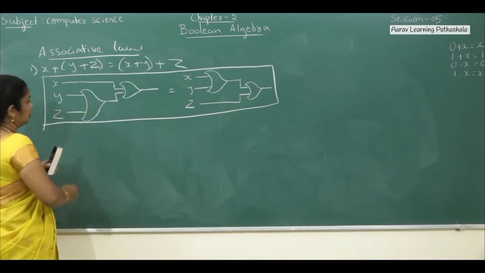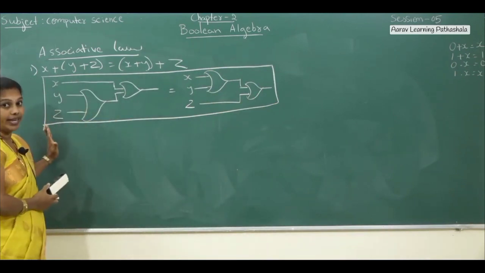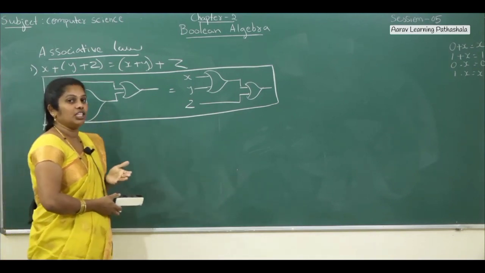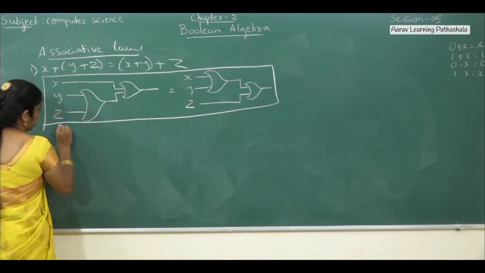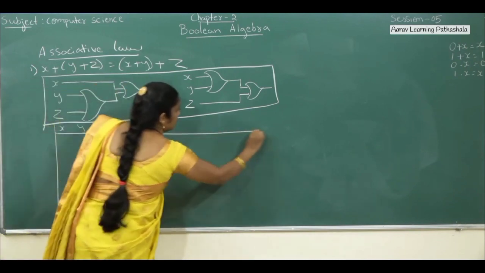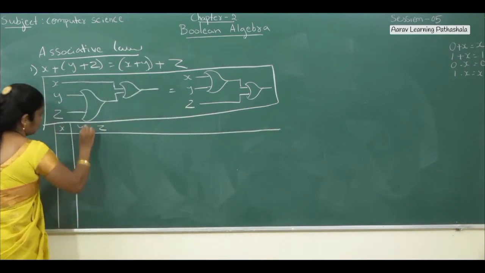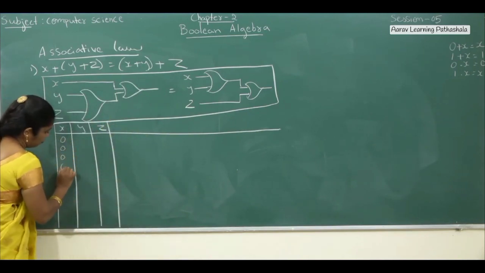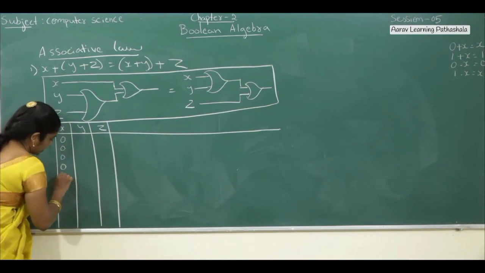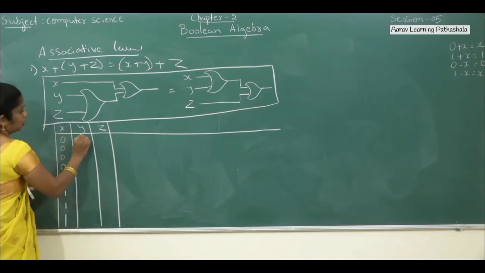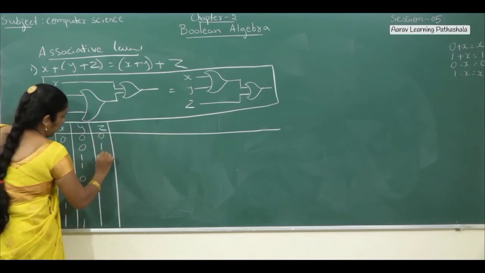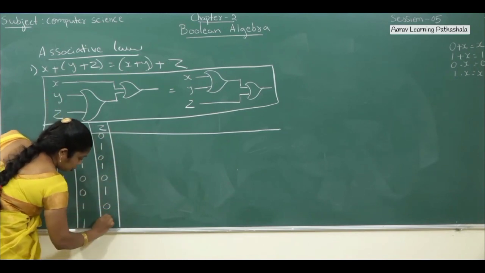Now, how to write the truth table for this? Just see how many variables we have. Totally 3 variables, x, y, z. Then how many combinations will we get? Totally 8 combinations, x, y, and then z. For x, 4 zeros, 1, 2, 3, 4 zeros, then alternately 4 ones, 1, 2, 3, 4. For y, 2 zeros, 2 ones, 2 zeros, 2 ones. For z, 0, 1, 0, 1, 0, 1, 0, 1.